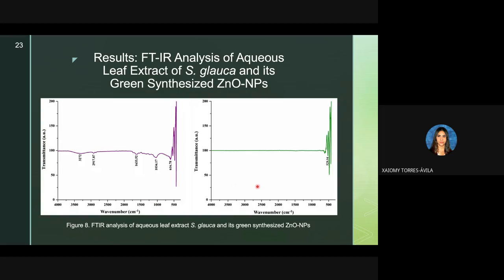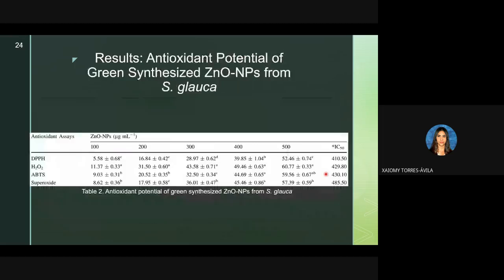Next, on the right side, we can see the spectrum obtained from the green synthesized nanoparticles. Here, there is a peak that is characteristic of metal nanoparticles, and it corresponds to a metal oxide bond. And this one specifically is at 528.04 reciprocal centimeters.